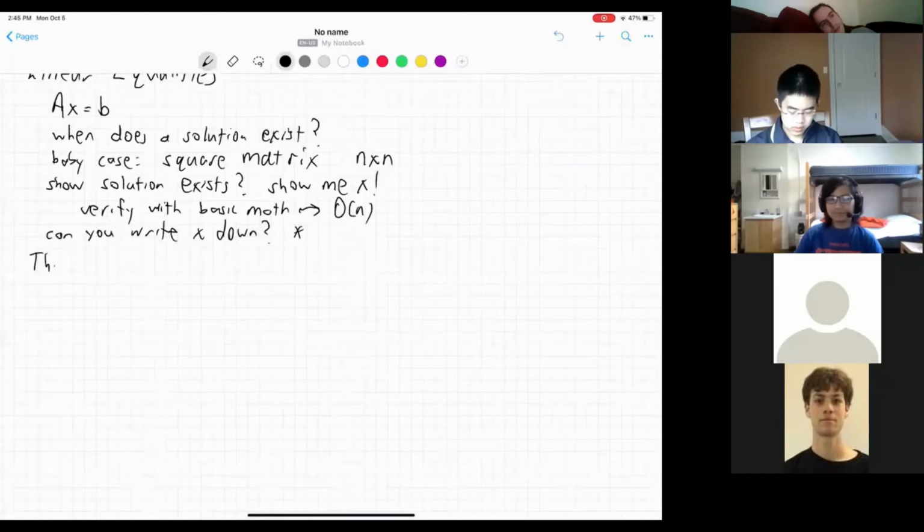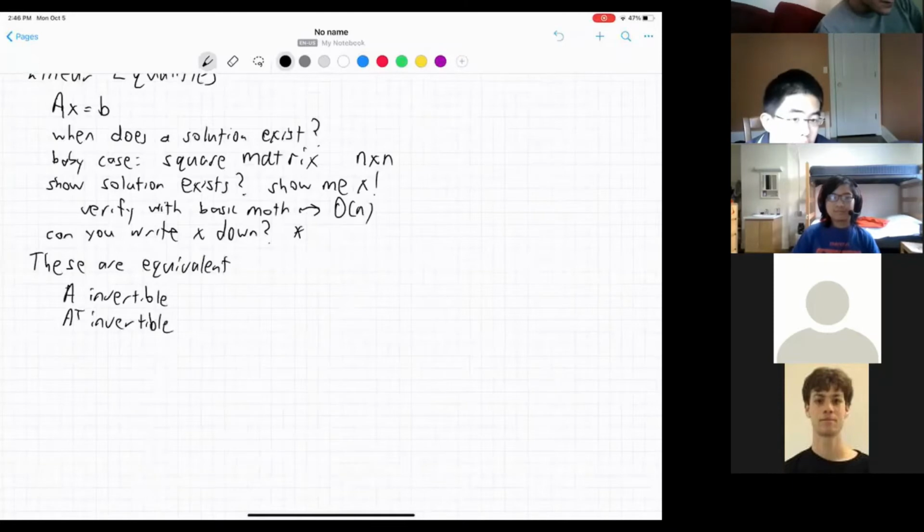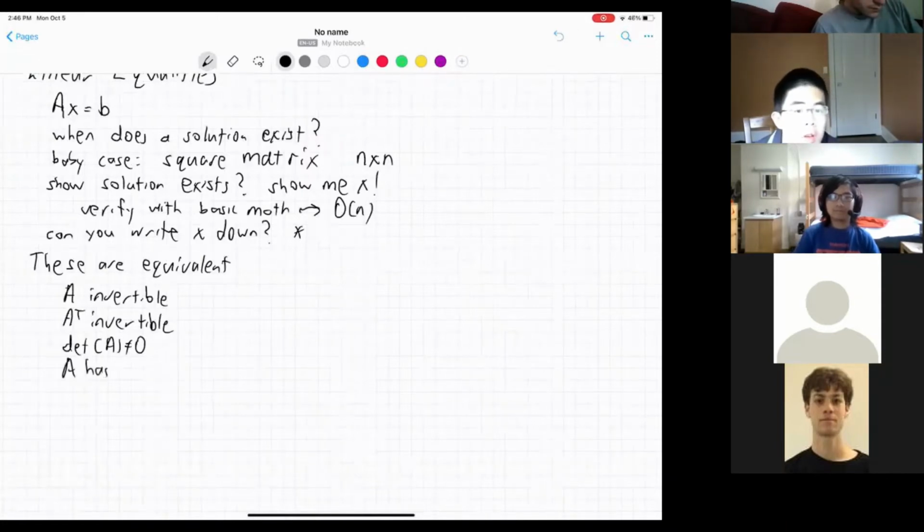But I will state the following equivalent statements, which you probably know from your linear algebra class. A is invertible. A transpose is invertible. The determinant of A is not 0. A has linearly independent rows.